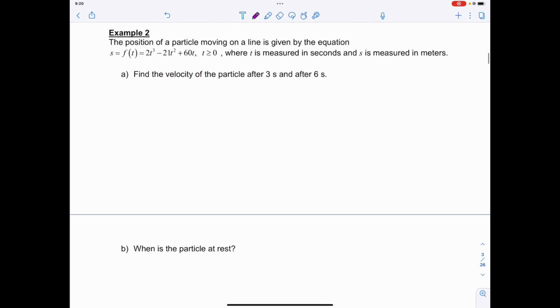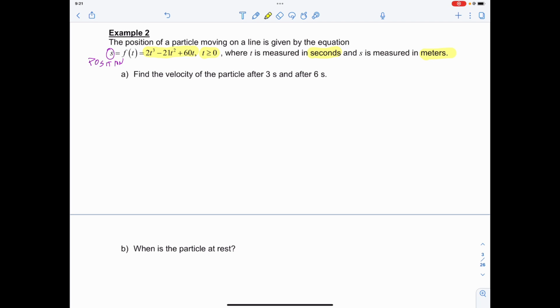All right, let's take a look at a second example. The position of a particle moving on a line is given by the equation S, which tells us the position, as a function of time, that is equal to 2t cubed minus 21t squared plus 60t, where once again, t has to be greater than or equal to 0. So we know that t once again has to be positive. T is measured in seconds and S is measured in meters.